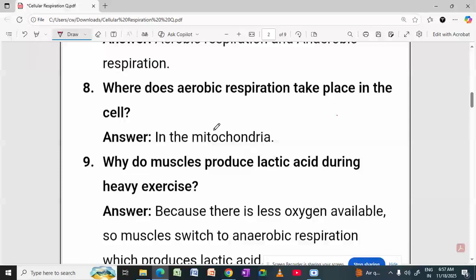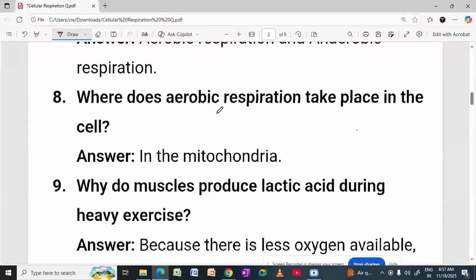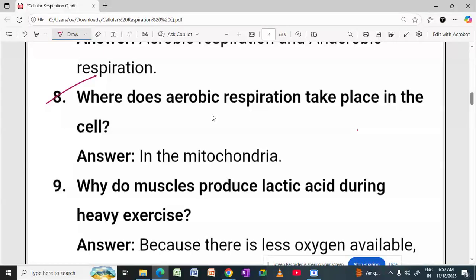Read the next question, Manya. Question number 8. Where does cellular respiration take place? I told you already. In the mitochondria.